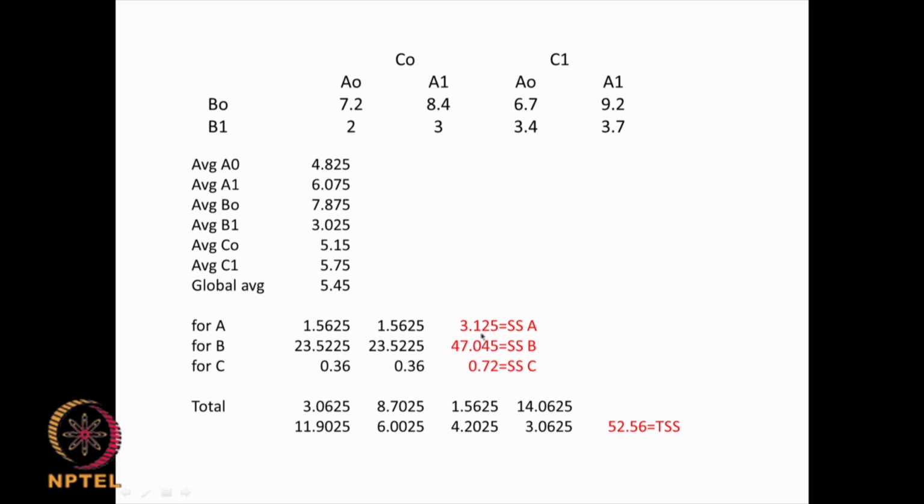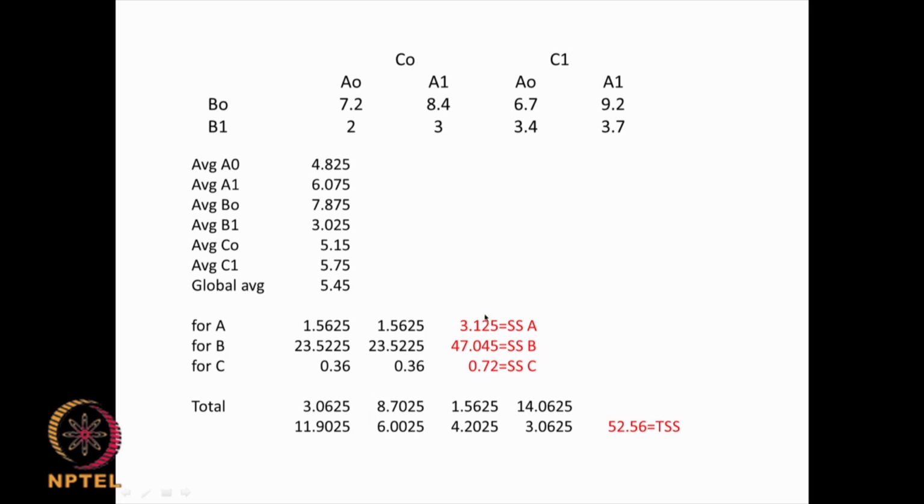So when you add each of these two, we will get the sum of squares for A, the sum of squares for B, and the sum of squares for C, straightforward. Now how do you get the total sum of squares? Each term we subtract from 5.45 and square it up. So this 7.2 minus 5.45, square, and so on. So we will get 8 terms here. You add all of them, and we will end up with the total sum of squares.